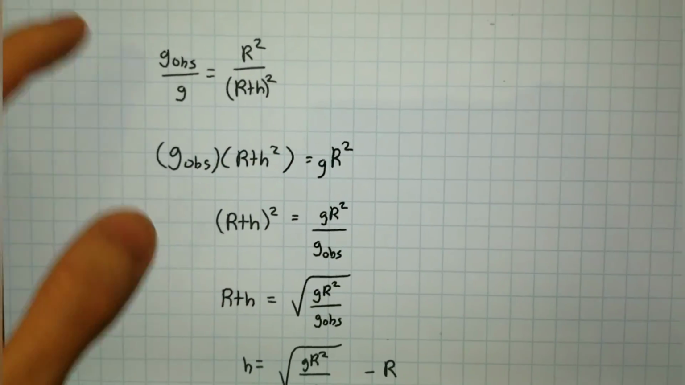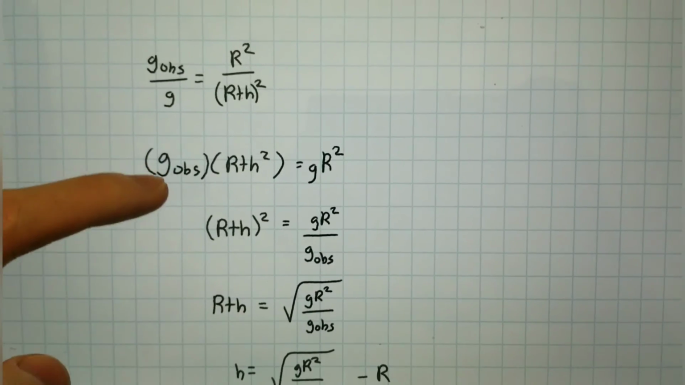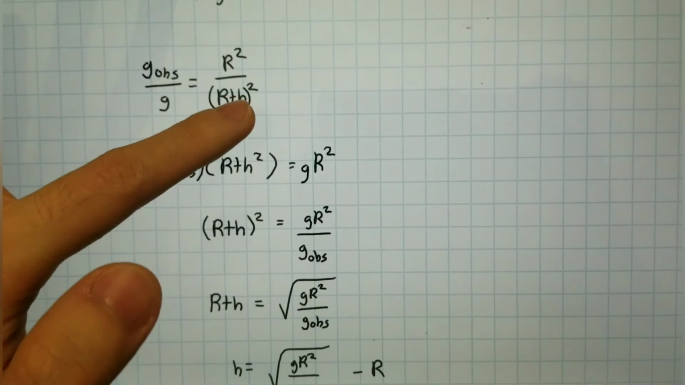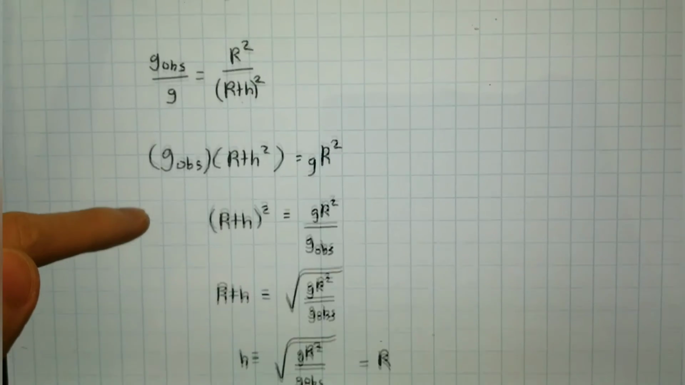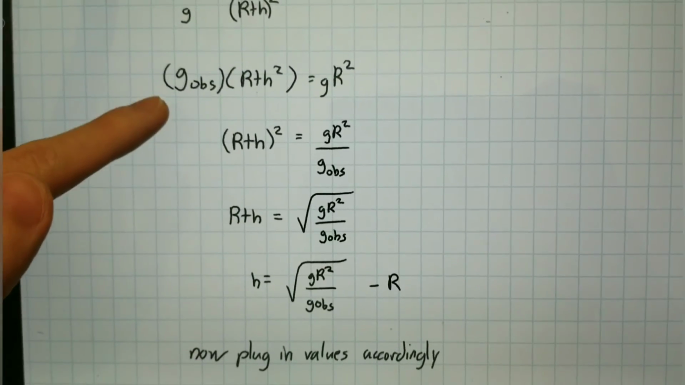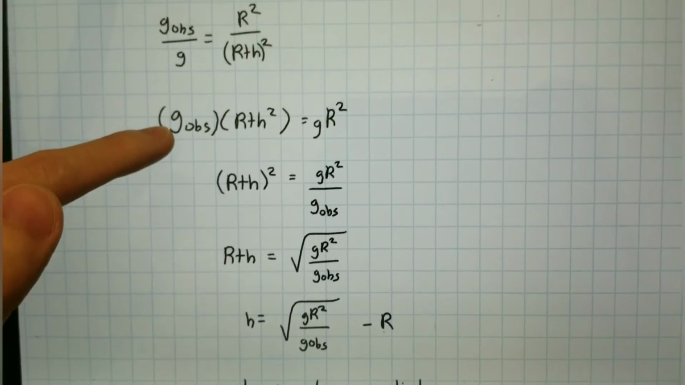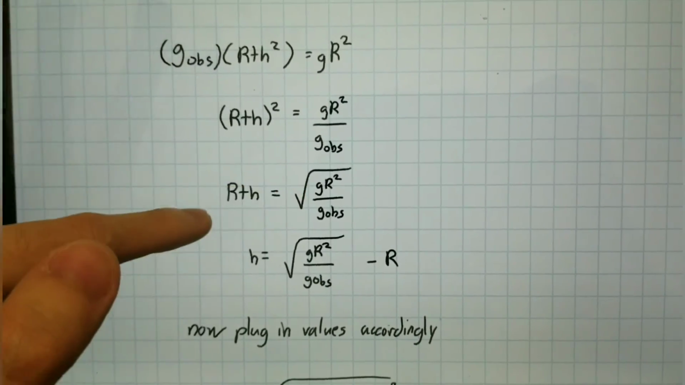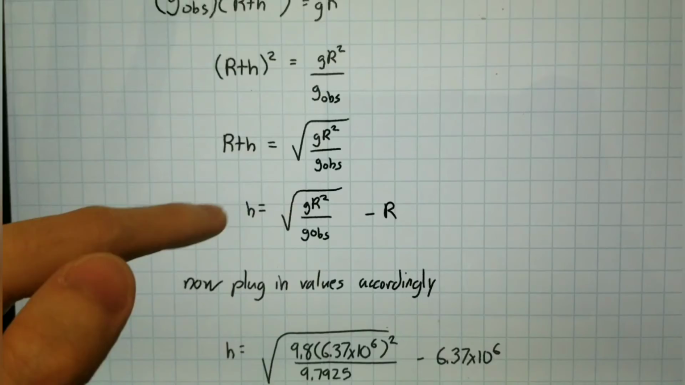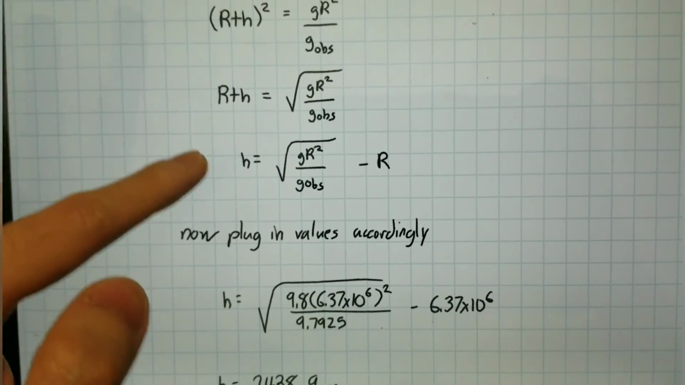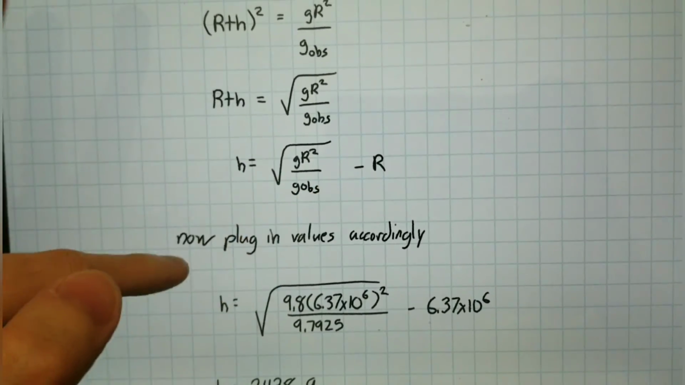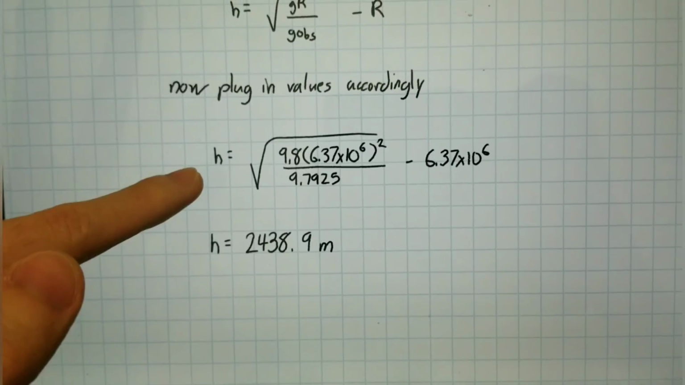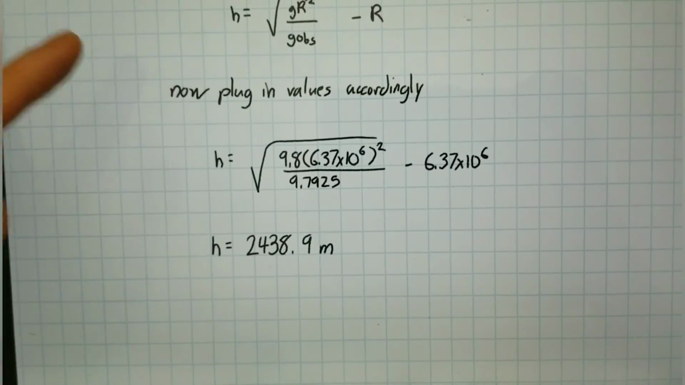And at this point, using this equation, all we have to do is isolate that h value right there, which is the final answer we're looking for. And as you can see right here, I cross-multiplied, divided this out, square rooted both sides, and finally subtracted the radius over to this side. At this point, you're basically almost done.